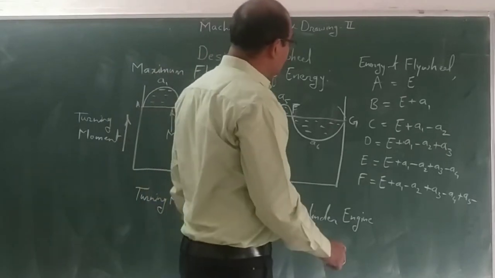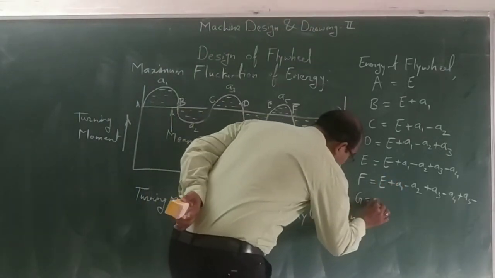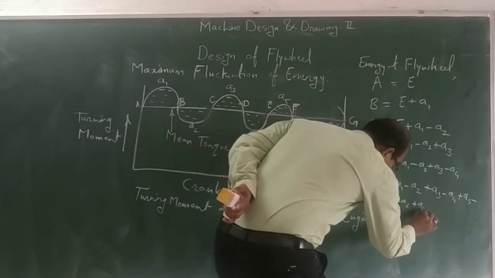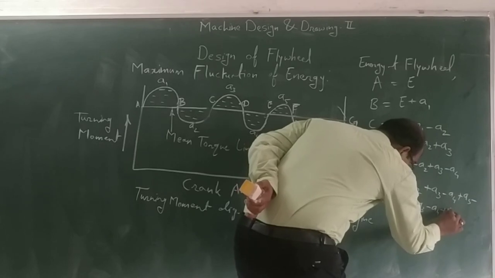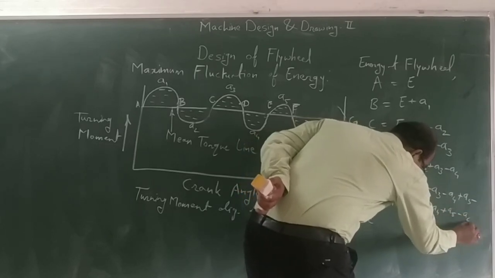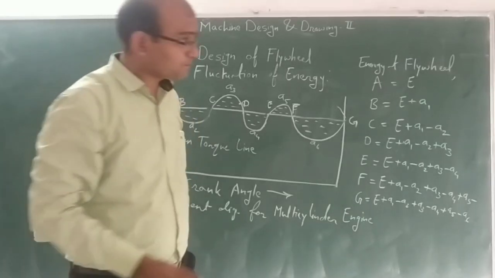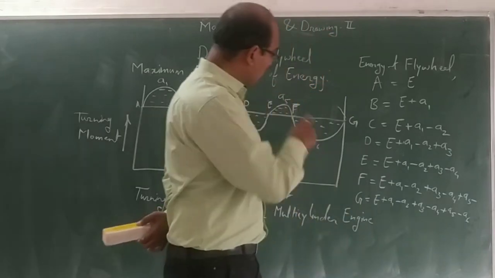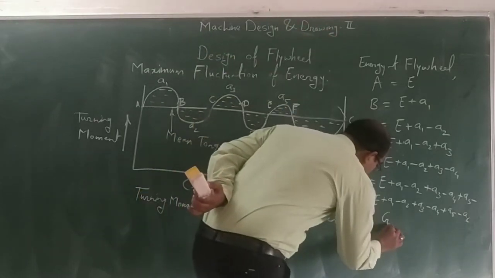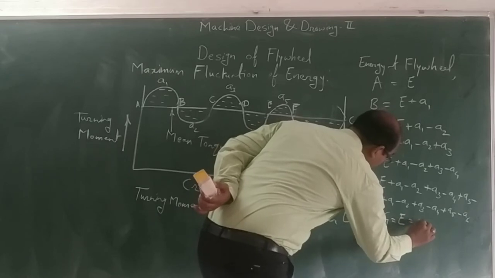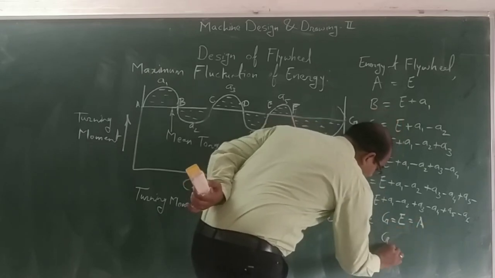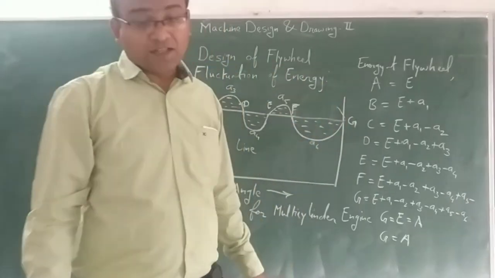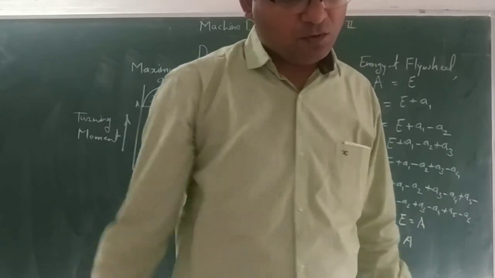Then energy at flywheel G, that is your E plus A1 minus A2 plus A3 minus A4 plus A5 minus A6. That's why it's same. You can cancel your plus minus group. So it's your G equal to E, and G equal to E, it means energy at flywheel G equal to energy at flywheel A.